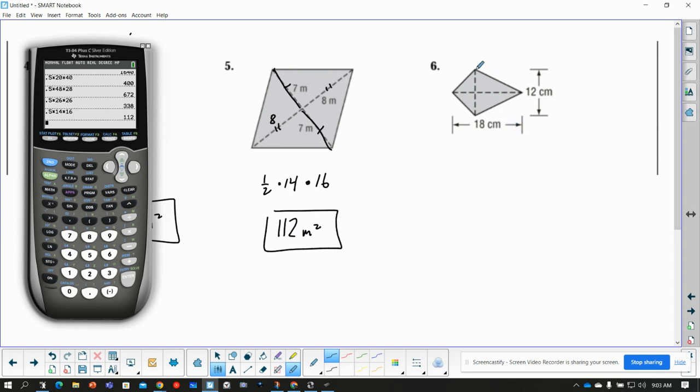Number 6, diagonal 1, 12, diagonal 2, 18. So 1/2 times 12 times 18. And so 0.5 times 12 times 18 is 108. And it's centimeters, so it'd be centimeters squared.